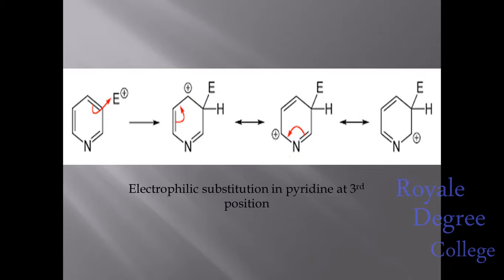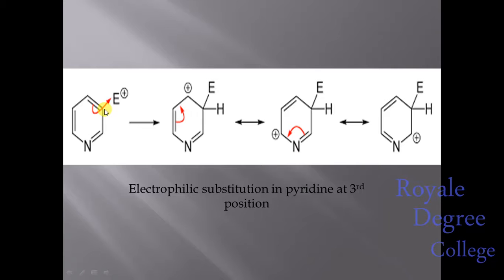Now we will see the electrophilic substitution in pyridine at the third position. Second or the third, girls? Yes, the third position of pyridine. See, the first position is where the nitrogen is present. Second position, this one. Third position, this one. We are talking about the third position, isn't it?